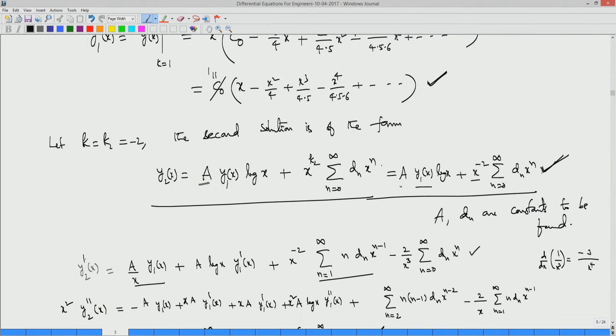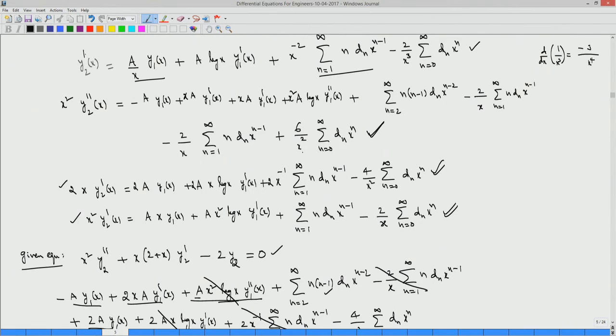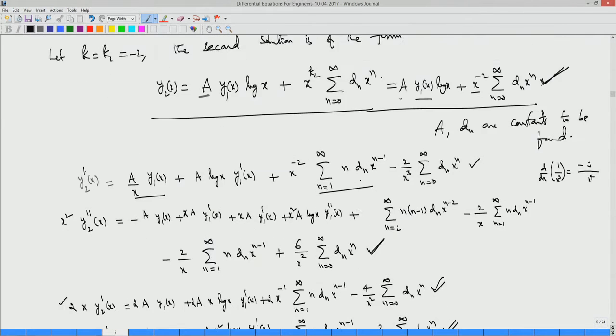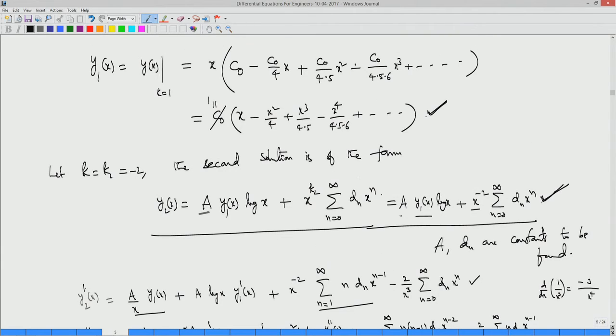So your y1 is x minus x square by 4, x cube by 4, 5, like that. Okay, so we will see exactly. So we will calculate that y1. So what is your y1? y1 of x is given as x minus x square by 4 plus x cube by 4, 5 minus x power 4 by 4, 5, 6, and then plus x power 5 by 4, 5, 6, 7, and so on. This will go on like this. This is your series solution which you got from the first solution. Okay, so this is this one.